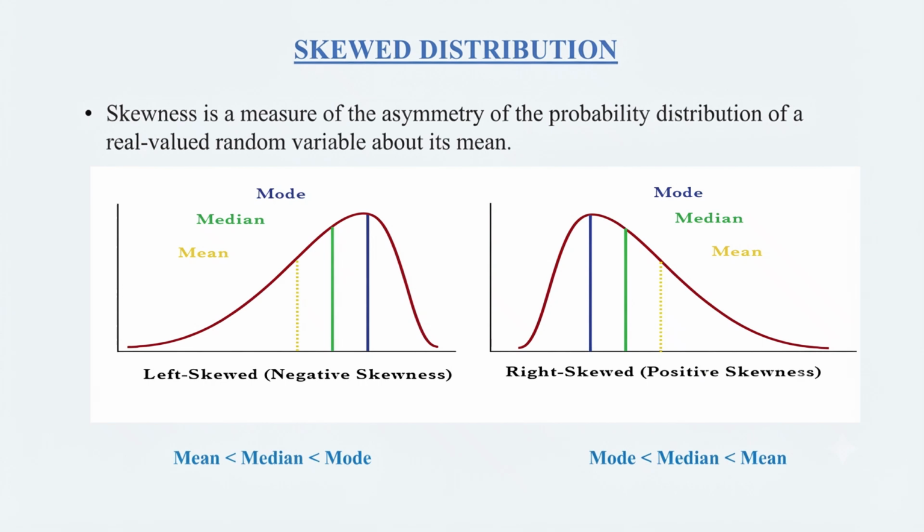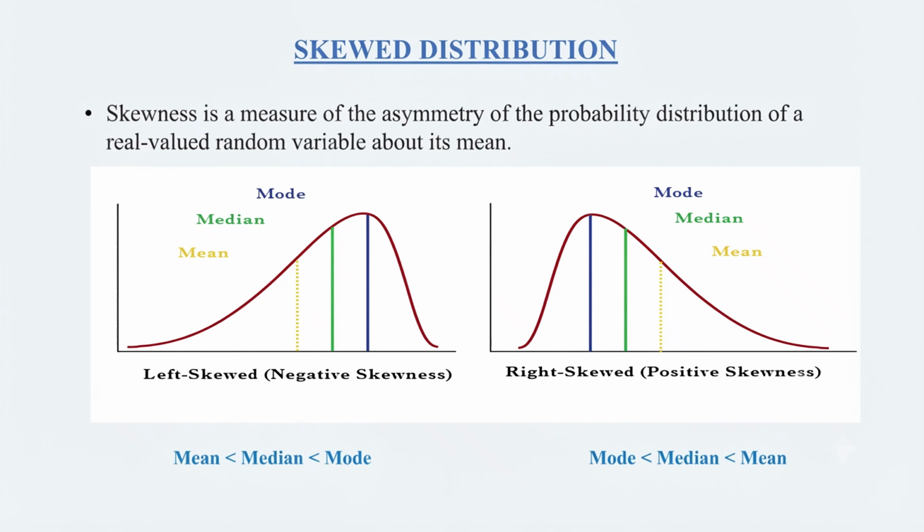So that is normal distribution. But in reality, this normal distribution is not possible every time. The distribution which is not following normal distribution is skewed distribution. So it is a measure of asymmetry of the probability distribution of a real-valued random variable about its mean. Negative skewed is also known as left skewed distribution.